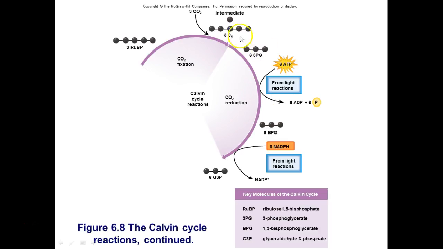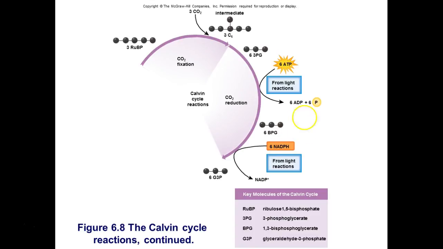All right. This 6-carbon molecule is very quickly split into 6 3-carbon molecules, and ATP from the light reaction is going to be used in the CO2 reduction. So 6 3-phosphoglycerates are going to be converted into 6 1,3-bisphosphoglycerate molecules. And the good news is you don't have to learn the names of these molecules.